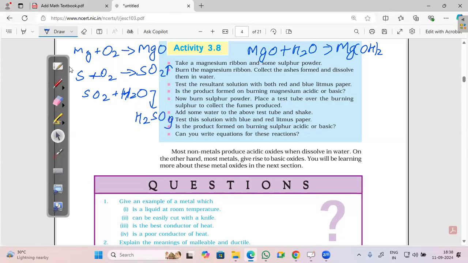So here you will have the formation of sulfurous acid, which is acidic in nature. So from this activity, we confirm that the metal oxides are basic in nature, whereas the non-metal oxides are acidic in nature. Got it? The non-metal oxides are acidic, whereas the metal oxides are basic in nature.